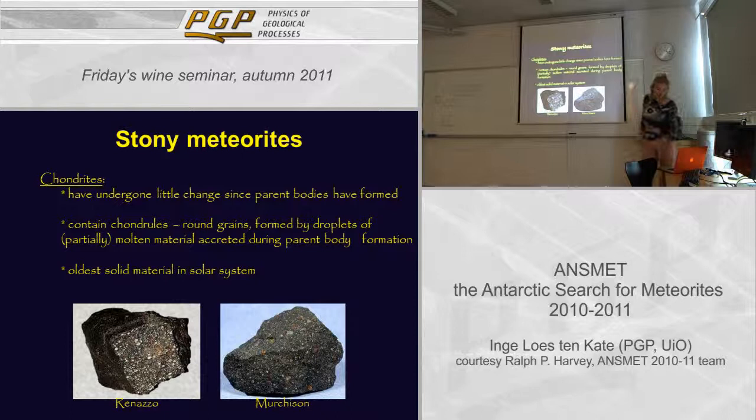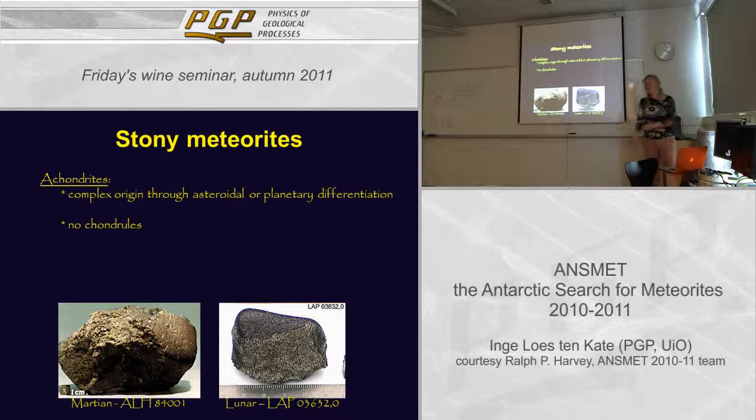The other category are achondrites. The A basically means that they're not chondrite. And these are remnants of bodies in the solar system that have undergone more differentiation, such as planets or some asteroids. And they do not contain any chondrules. And here you can see two examples. For example, the ALH84001, which is a Martian meteorite, and then we have a lunar meteorite on the right side.